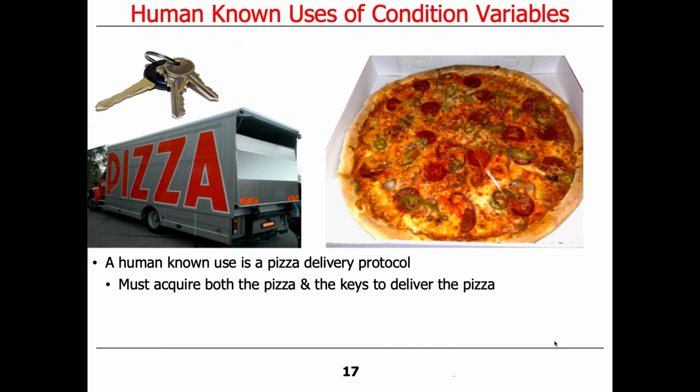Right. And what would happen if that was to occur? Deadlock, exactly. You don't want deadlock. So if somebody grabbed the pizza and someone else grabbed the keys and they wouldn't give up either thing, no pizzas would be delivered, right?